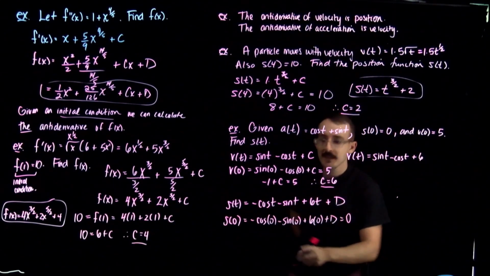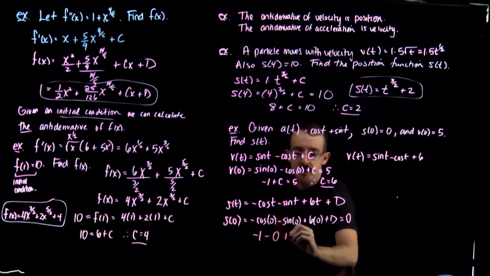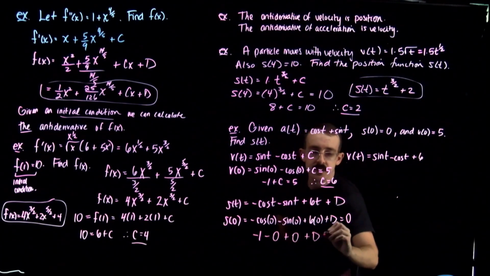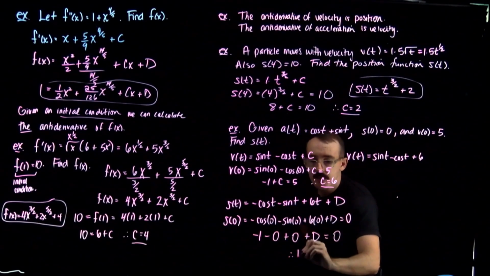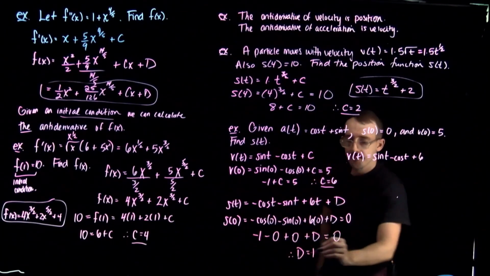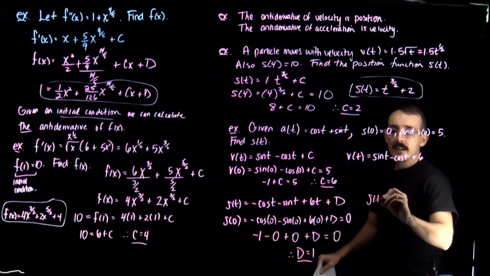What does this give us? Here you have a minus 1. This is 0. This is 0. And this equals 0. So the only way for this to happen is if you have d equals 1. So this is our other constant that we get. And let's go ahead and plug that in for the final answer.